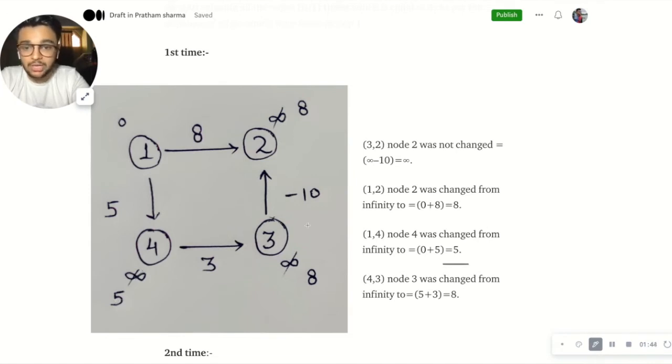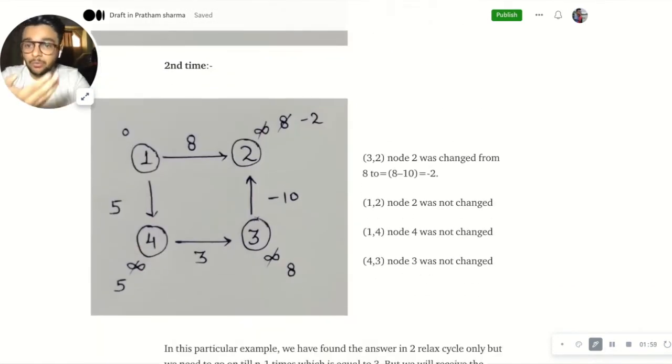We have changed it. In case of 4 to 3, it is 5 plus 3, which is 8. 8 is obviously less than infinity. That's why we will change infinity to 8. Fine. Let's relax one more time. In 3 to 2, 8 minus 10 is equal to minus 2. So 8 would be changed to minus 2.